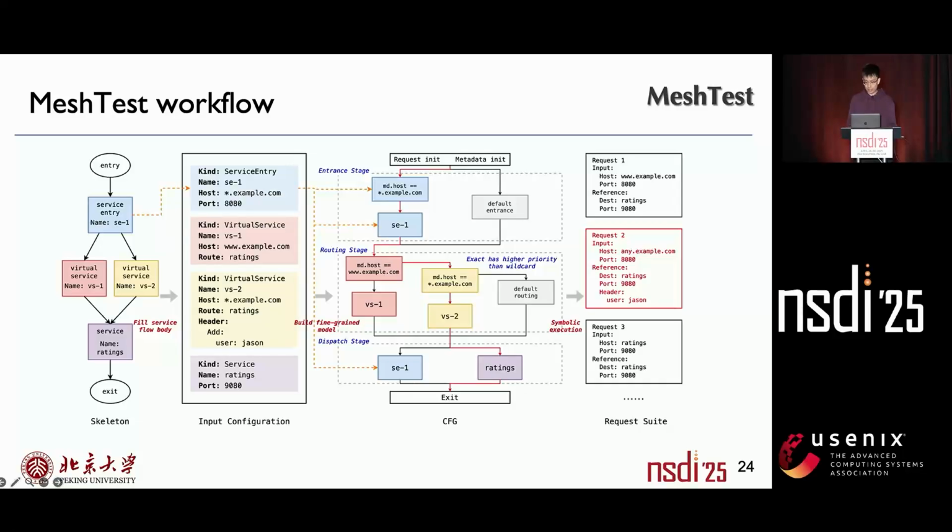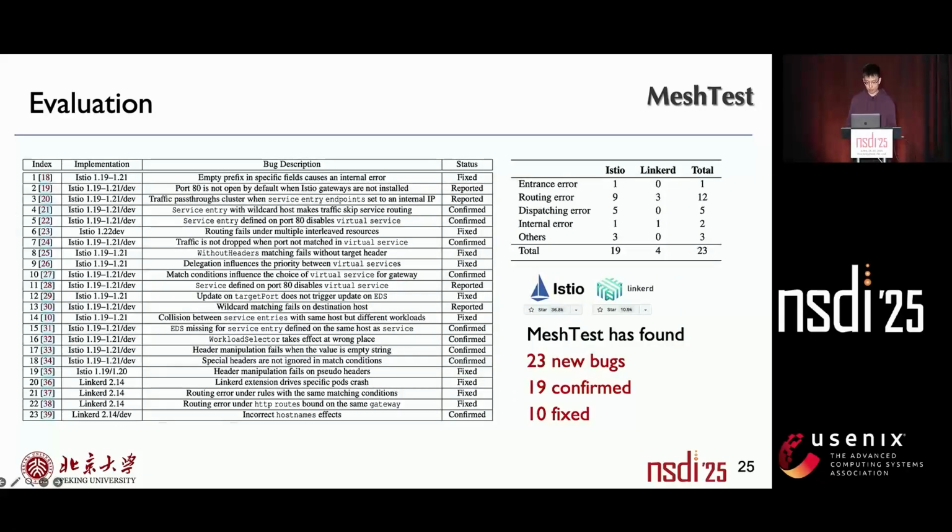So here is the full workflow of MeshTest. We can see that the testing is evolving from the very abstract service flow skeletons to configurations to concrete CFG and finally to real service requests. We model service mesh in different granularities to avoid the explosion in generation stages and inaccuracy in the Oracle checking stages. We have tested two most widely used service mesh systems with MeshTest. They are Istio and Linkerd.